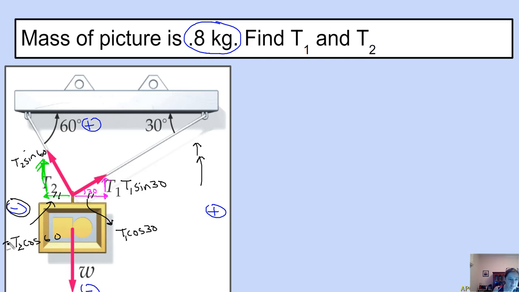But the T2 cos 60 is negative, but the T1 sine 60 is positive. So the actual tension doesn't have a minus sign, because part of it's negative and part of it's positive. When they say find the tension, they're just asking you to find the magnitude of tension and not the direction, because the only thing the minus sign means is direction.